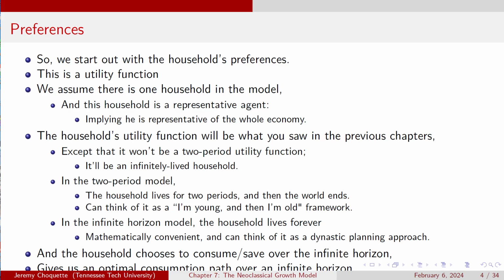Now, it's economically convenient because, think of it as like an uncertainty. You don't really know when the world's going to end. You could also think of it as like a dynastic planning approach where you're the head of the household, and then when you die, your child becomes the head of the household, and then they die and their child, and so on and so forth. And there's this constant planning going on. It's also very mathematically convenient, which is very nice for us. And the household is going to choose to consume or save over this infinite horizon, and then it gives us an optimal consumption path over said infinite horizon. Cool, works for us.